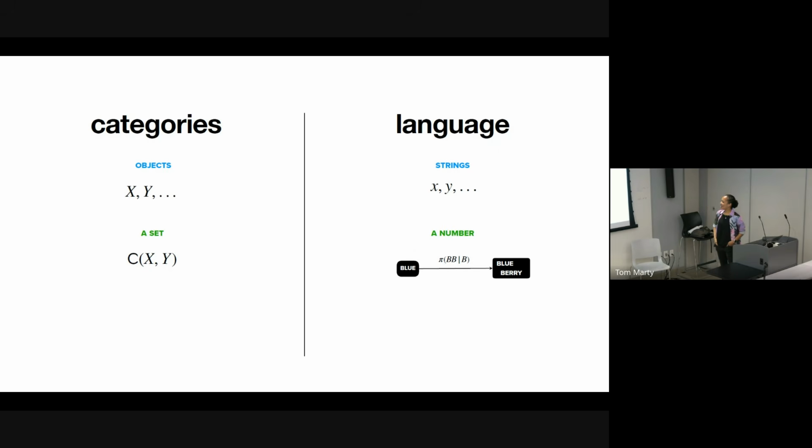The conditional probability that I'm going to see something like berry given the word blue. I'm going to say something like, and put that in air quotes, because I'm not going to tell you what I mean by that, or where you get those probabilities. But for now, just kind of view it as a placeholder.